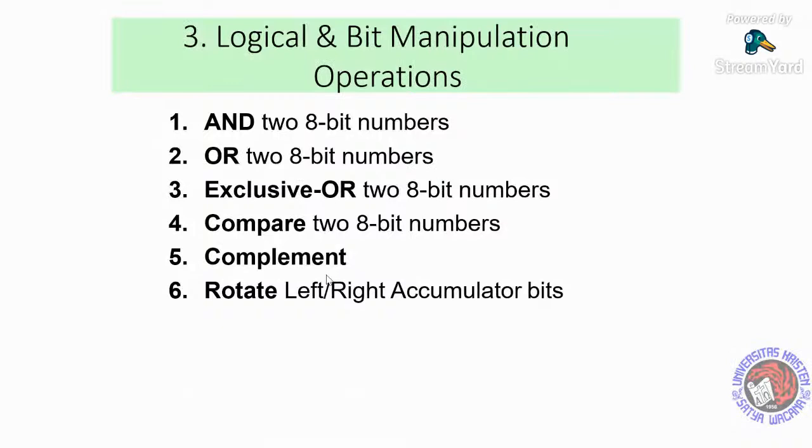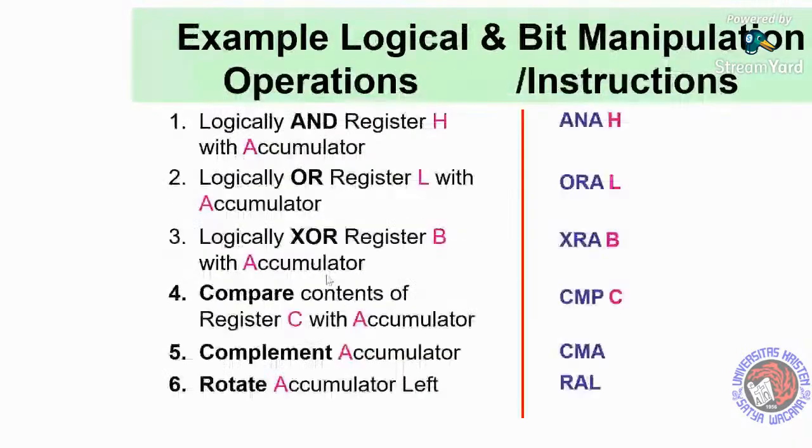About the logical and bit manipulation, you do the logical gates: AND, OR, exclusive OR, compare, complement, rotate left, right, and so on and so forth. For example, number 6, rotate the accumulator to the left, then you do the rotation, RAL. The content of the accumulator is rotated to the left. Complement, you simply say CMA, then the program will automatically complement what is inside the accumulator.